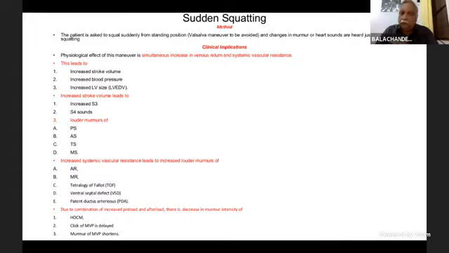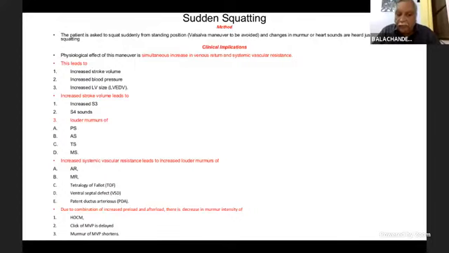So this leads to increased stroke volume, increased blood pressure, increased LV size, and LV end-diastolic volume. And this increased stroke volume will cause an increased S3 or S4. It can louden the murmurs of PS, AS, TS, and MS. And the increase in systemic vascular resistance leads to louder murmurs of AR, MR, TOF, ventricular septal defect, and patent ductus arteriosus. Remember, squatting increases the TOF murmur. That's how it pushes more blood into the pulmonary circuit and causes relief. Due to the combination of increased preload and afterload, there is a decrease in the murmur intensity of HOCM.